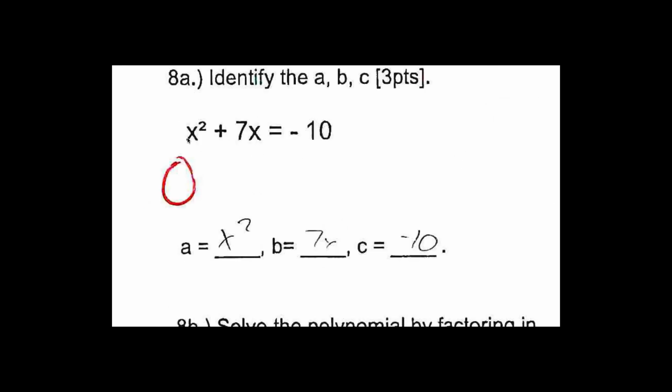All right, so this is the student I wanted to show that, like, a lot of students, again, no variables, and they just wrote x squared. They should have recognized the number in front, which is 1. And then they just put the whole bx value, but b is only the 7. And the c value is a positive 10, not a negative 10.